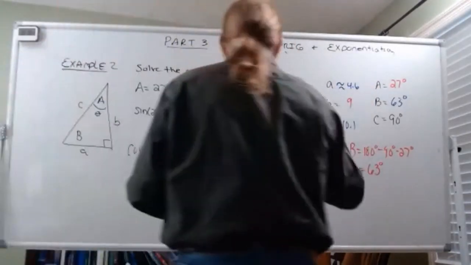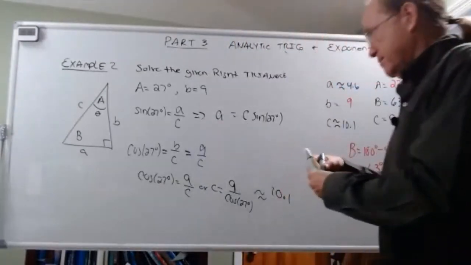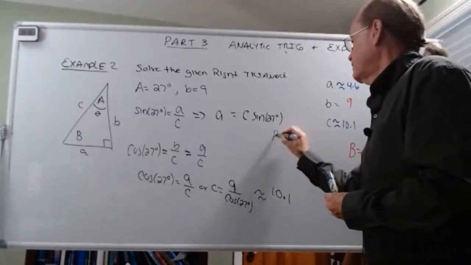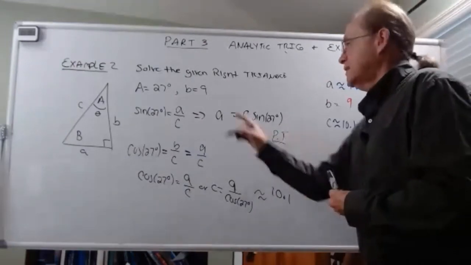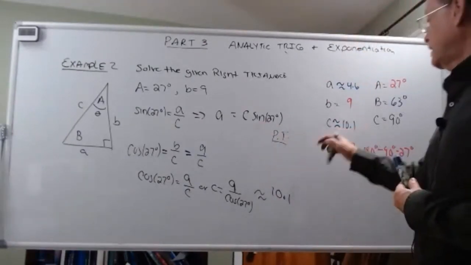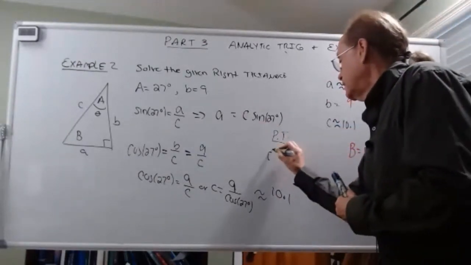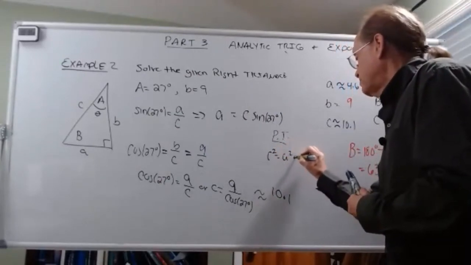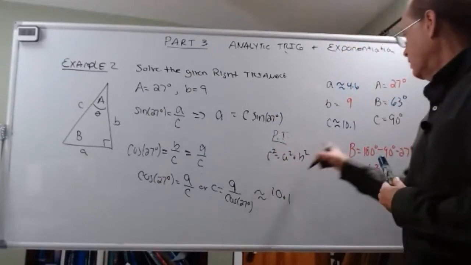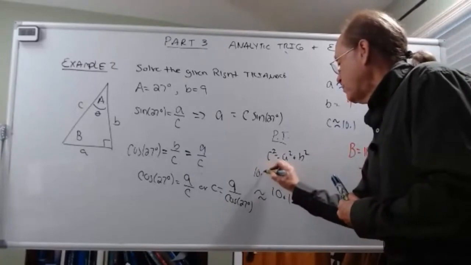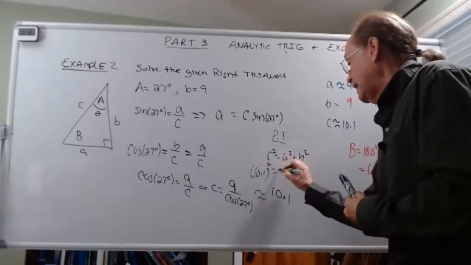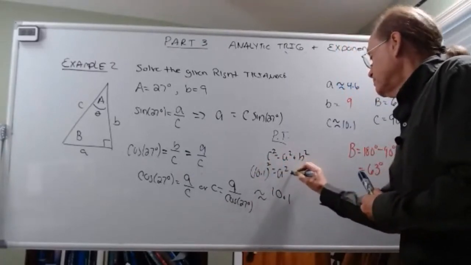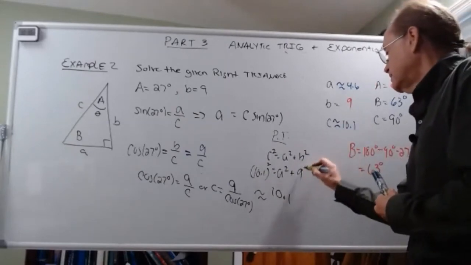Or what I could have done is use the Pythagorean theorem. Another alternative is the Pythagorean theorem. I could simply say that C squared is equal to A squared plus B squared. Well, C squared is 10.1 squared, is A, which I don't know, squared, plus B that I had originally, which is 9 squared.